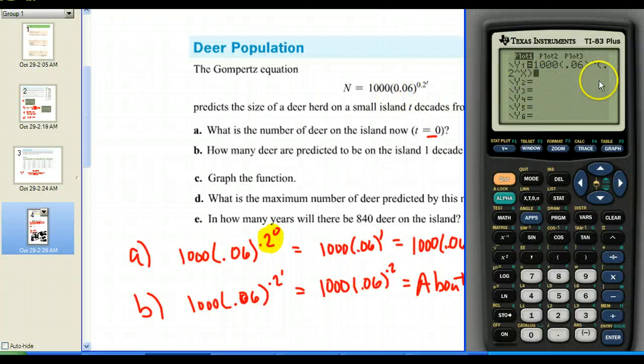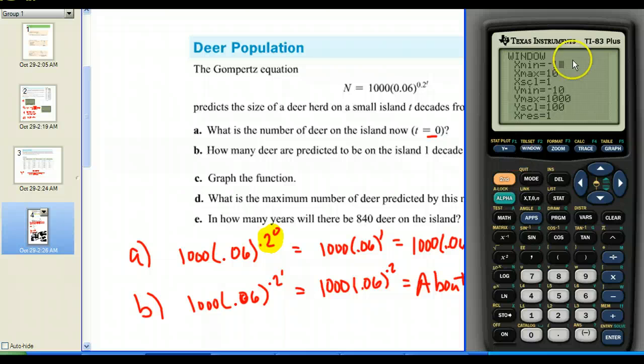Alright, so I've got this in my calculator, 1000, 0.06 raised to the parentheses, all of this is the exponent, 0.2 to the x. Okay, again, I'm using x instead of t. If you've got your plot 1 on from the last problem, make sure to go up there and turn it off. Alright, I'm going to hit enter to turn that off. Now briefly I'm going to hit zoom 6 to bring it back to the original window. Alright, but again we're getting values up close to 1,800, so we're going to extend our window.